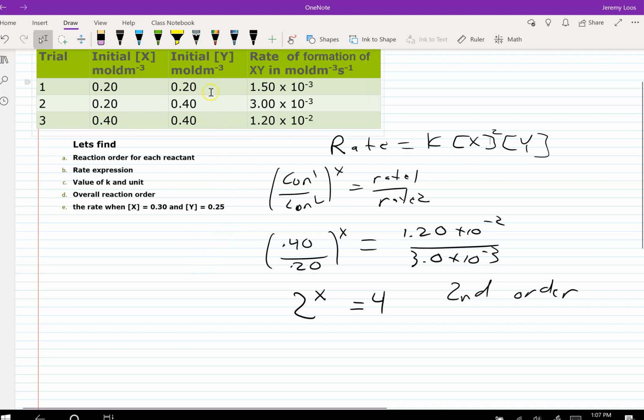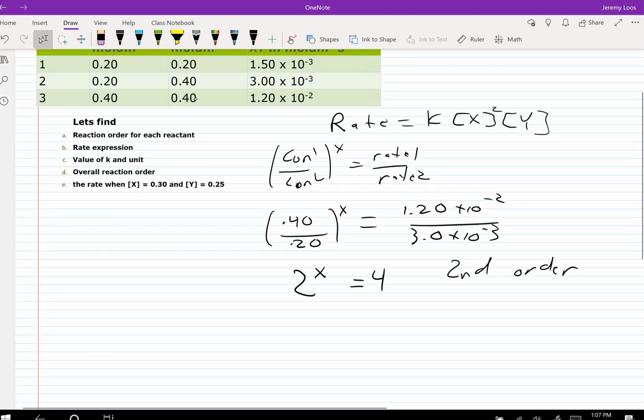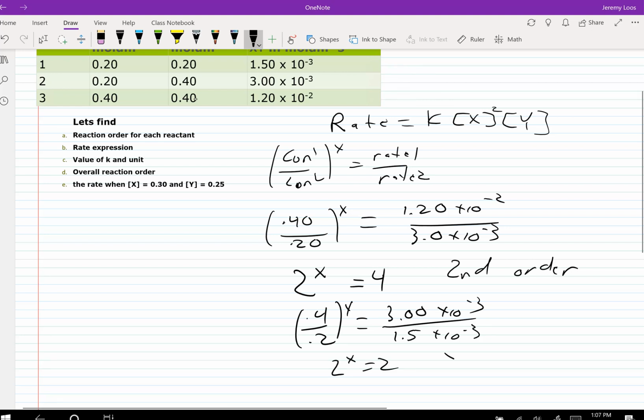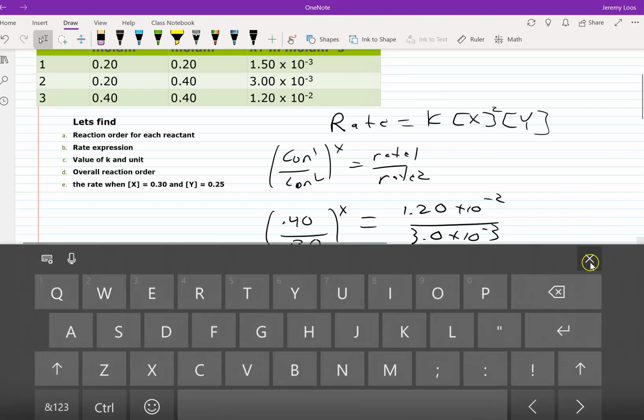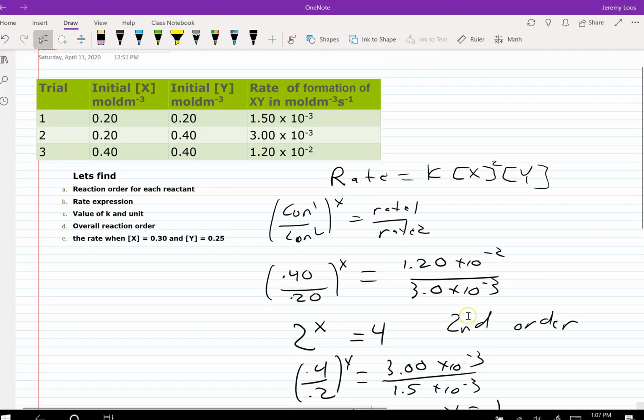Okay, so let's find y. I want to pick a different pair of trials, where y is changing but x is staying the same. 1 and 2 are looking good for that. And the concentrations again are 0.4 and 0.2 to the x power. And this time, the two rates are 3 times 10 to the minus 3 all over 1.5 times 10 to the minus 3. So 2 to the x equals 2. That means x is 1. 2 to the first power equals 2. And whoops, that means that x is first.